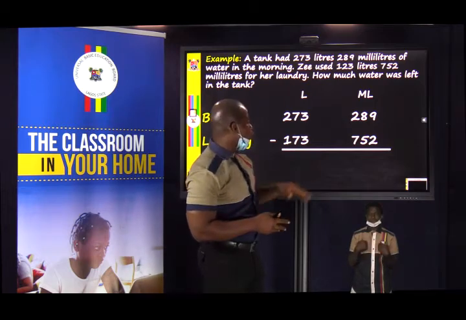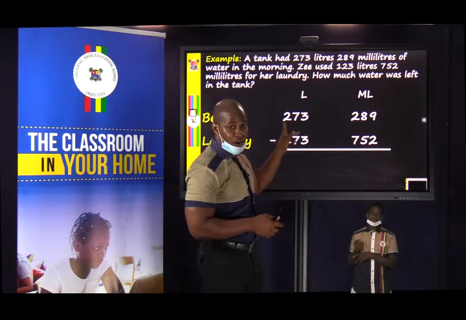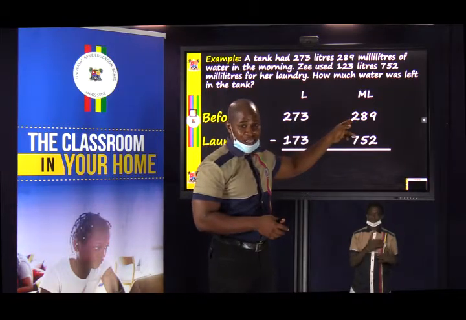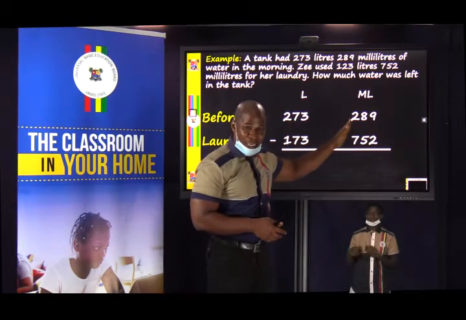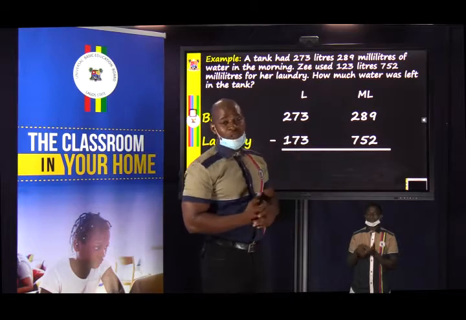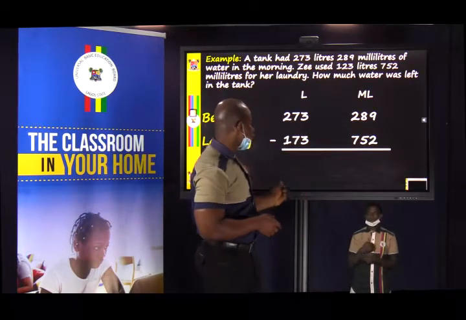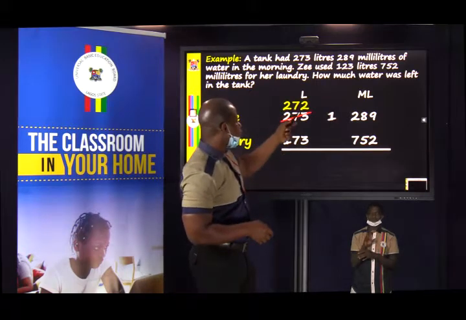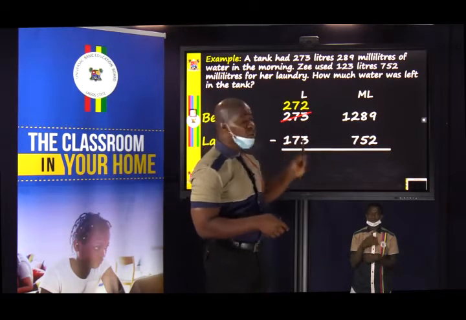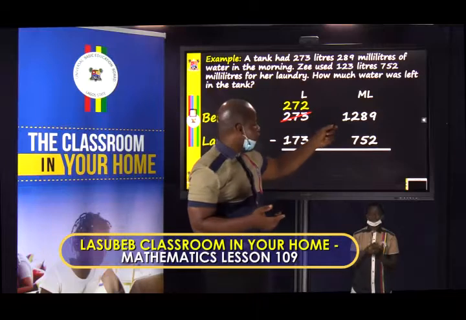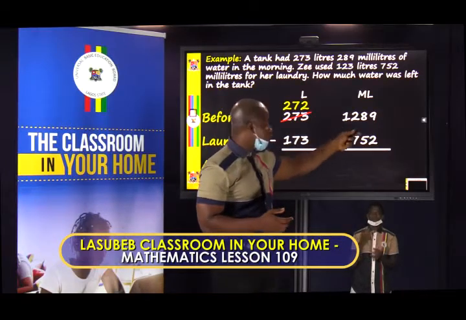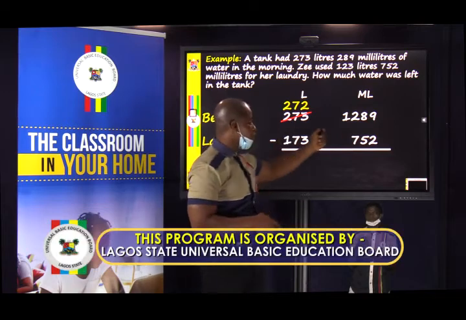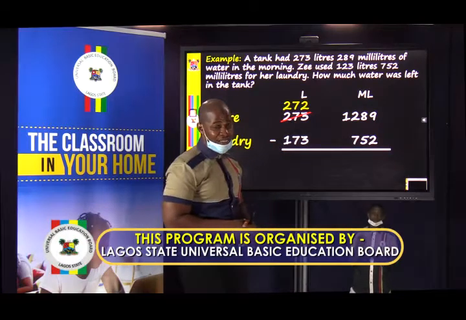So we are going to have to borrow 1 liter from here. And that 1 liter will bring it over to the milliliter side. 1 liter means how many milliliters? It means 1,000 milliliters. So we have to borrow. And when we borrow 1 from 273, we are left with 272. But that one that we borrow is actually 1,000. And it's going to occupy the 1,000 place here. See, unit, tens, hundred, thousand. So it's enough to just bring the 1 and put it by the side.